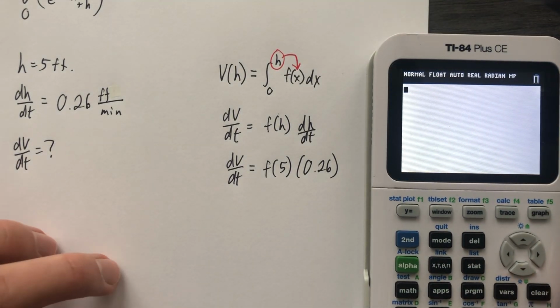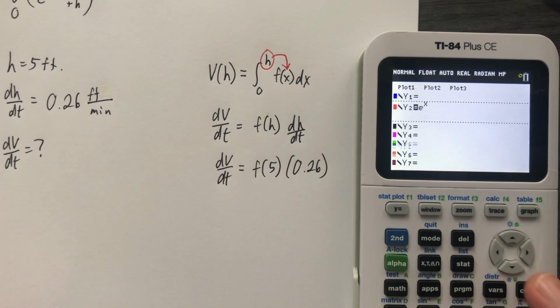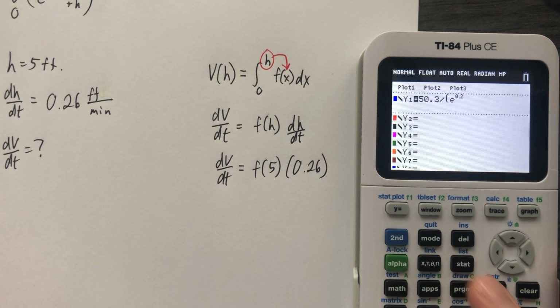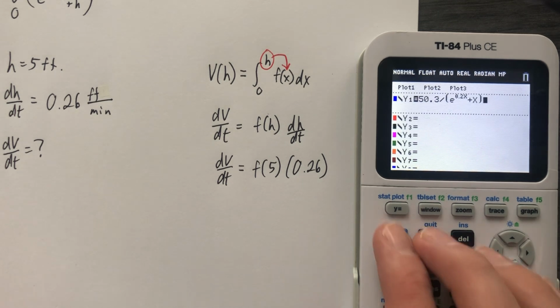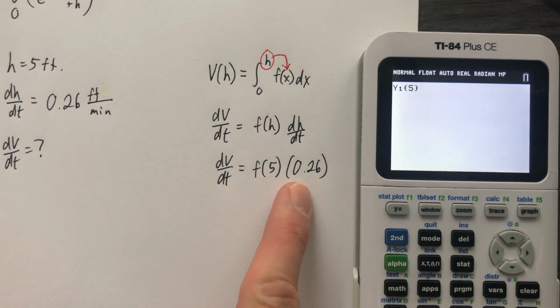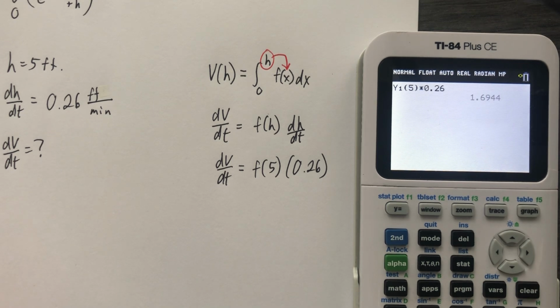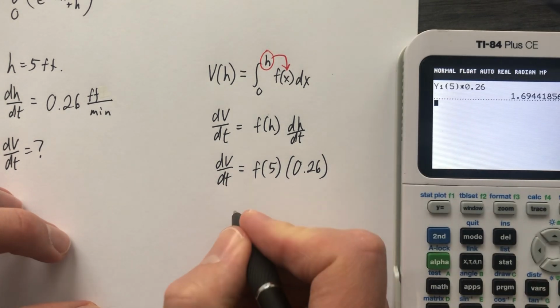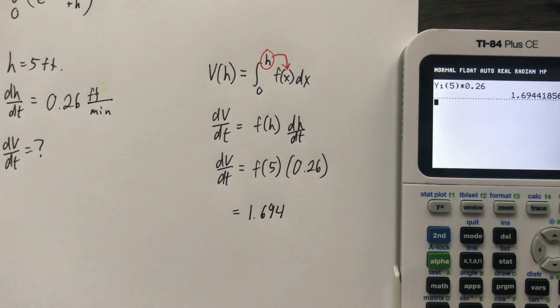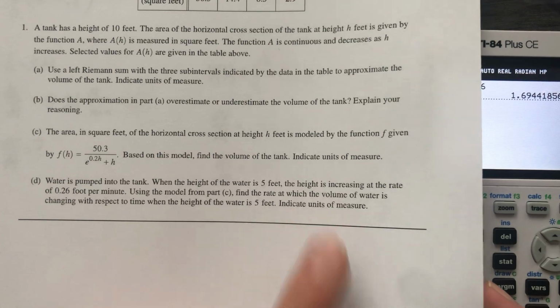So let's type it in, clear out whatever we have, and we're going to have 50.3 divided by, parentheses again, e to the 0.2x, and then plus x again. And we can plug in a 5, multiply by 0.26, and we'll be done with it. So alpha trace y1 retrieves that, plug it in a 5, that will calculate this, and then we're going to multiply by 0.26, and we have this number right here, 1.694. And they did say indicate units of measure.